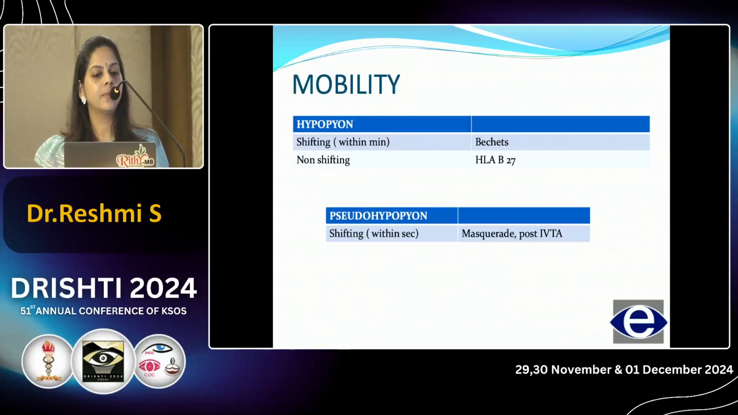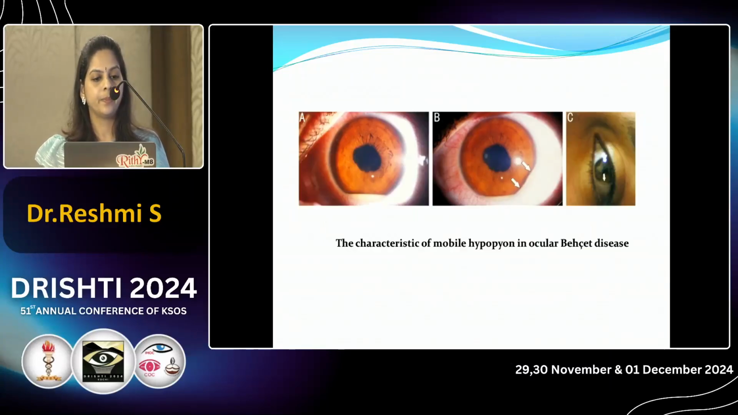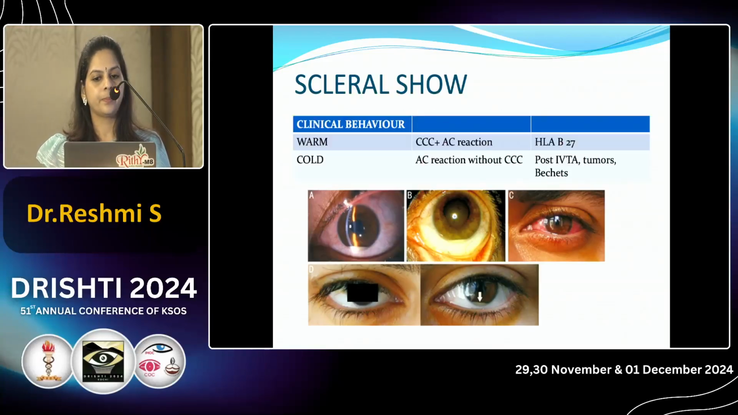Based on mobility, hypopyon can be shifting within minutes in Behçet's disease and non-shifting in HLA-B27. Pseudohypopyon usually shows shifting within seconds. This is the characteristic mobile hypopyon in Behçet's disease. In the sitting position, it is horizontal. On head tilt, the hypopyon is also tilted to one side, and on complete head tilt, it becomes vertical.